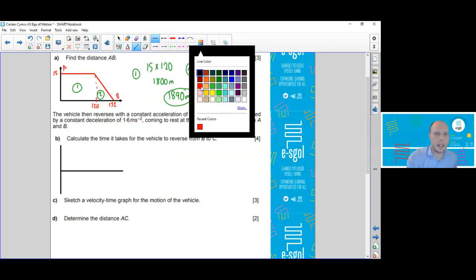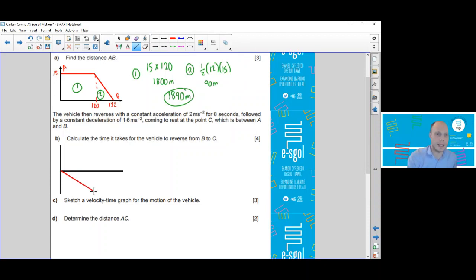Okay, so that goes something like that. Followed by constant deceleration, so that's slowing down. So it's actually coming back towards 0. Well, that's a bit of a strange looking graph there. You've got to be careful when you're going backwards. Acceleration takes you further away from 0, and deceleration gets you back closer to 0.